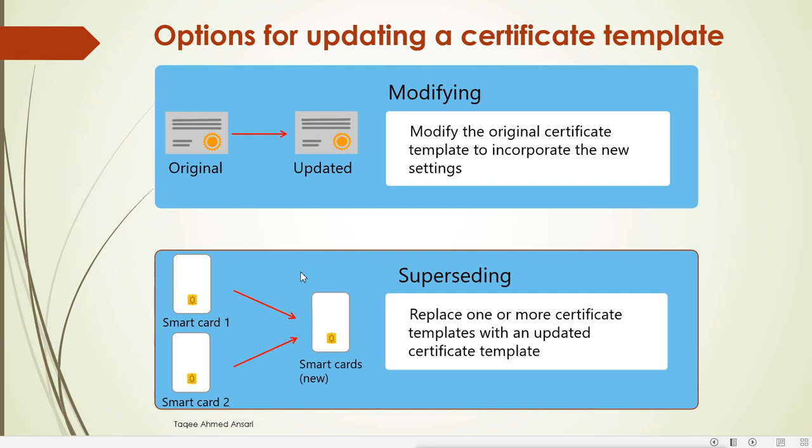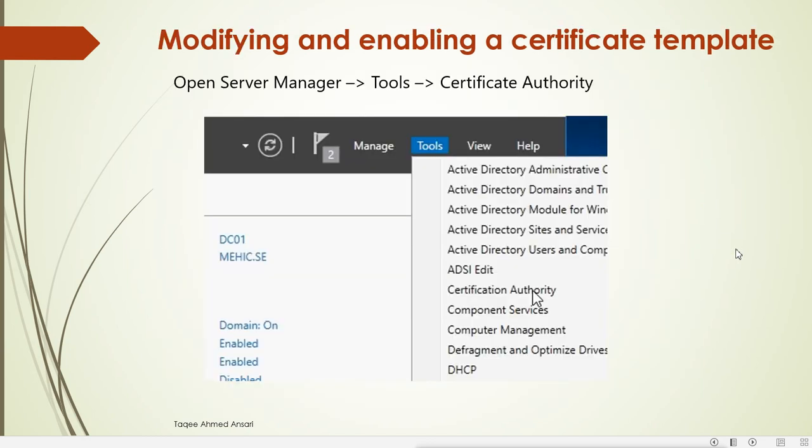The second option is superseding. That means we replace one or more certificate templates with an updated certificate template. That means we have one certificate, but we will replace that certificate with the new certificate. Now how to modify or enable the certificate, let's see that.